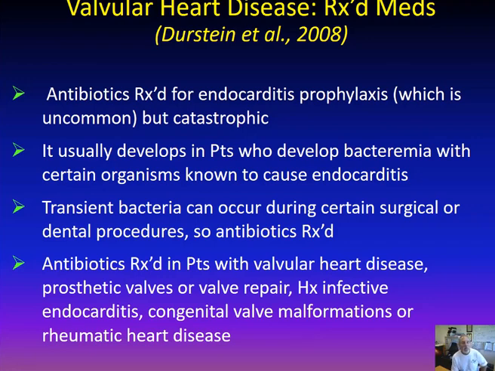Now, antibiotics are prescribed for endocarditis prophylaxis, which is uncommon but catastrophic. It usually develops in patients who develop bacteremia with certain organisms known to cause endocarditis. Transient bacteria can occur during certain surgical or dental procedures, so the patients have to be prescribed and on antibiotics prior to that procedure. Now, antibiotics are prescribed in patients with valvular heart disease, prosthetic valves, or valve repair, if they have a history of infective endocarditis, congenital valve malformations, or rheumatic heart disease.